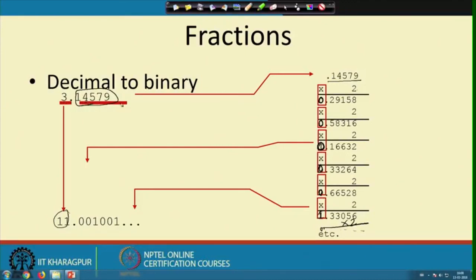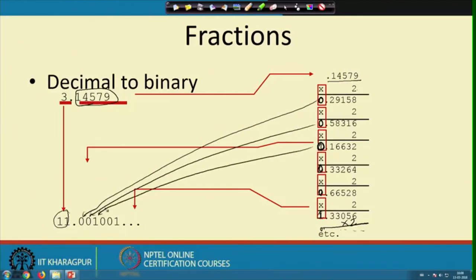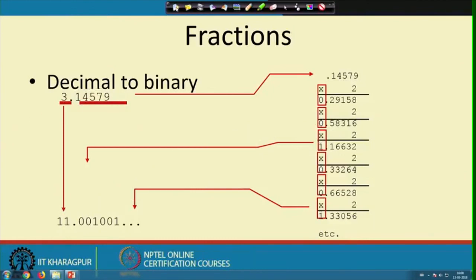For the portion before the decimal point, you divide by 2. For the portion after the decimal point, you multiply by 2. The 0 that we have got goes into the first bit, then the next 0 goes into the next position, and the next one follows. The successive bits come into the binary number like that. In this way you can represent fractions in the binary number system.